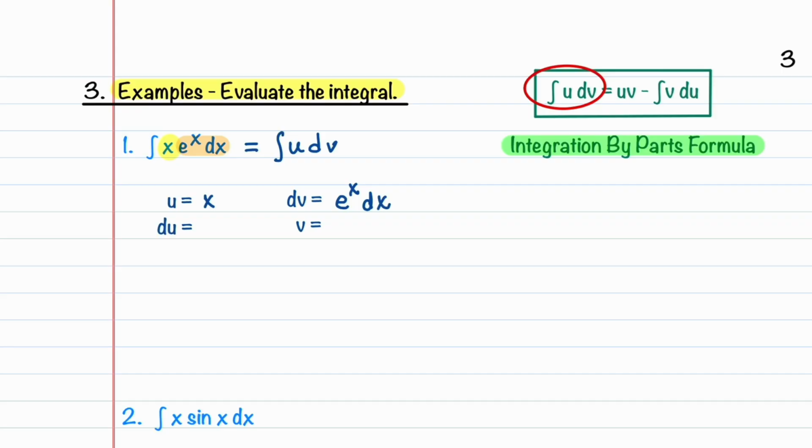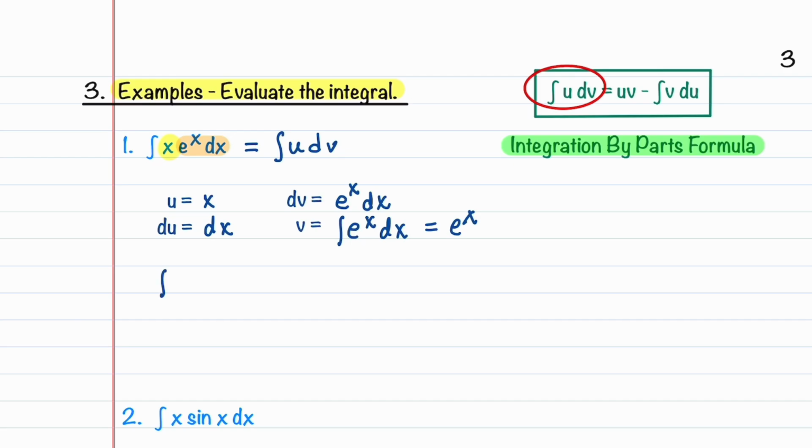On the left-hand side, we're going to take the derivative. The derivative of x is just dx. And then on our right-hand side, we are going to integrate. So this is going to be the integral of e to the x dx. And that is equal to e to the x. We'll add the plus c when we're all done.